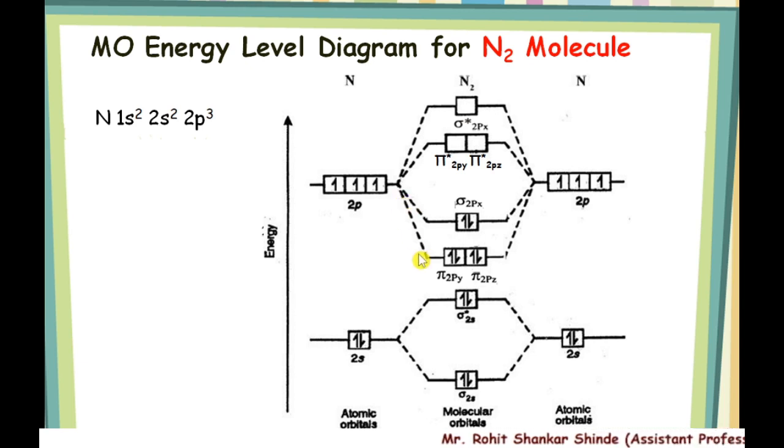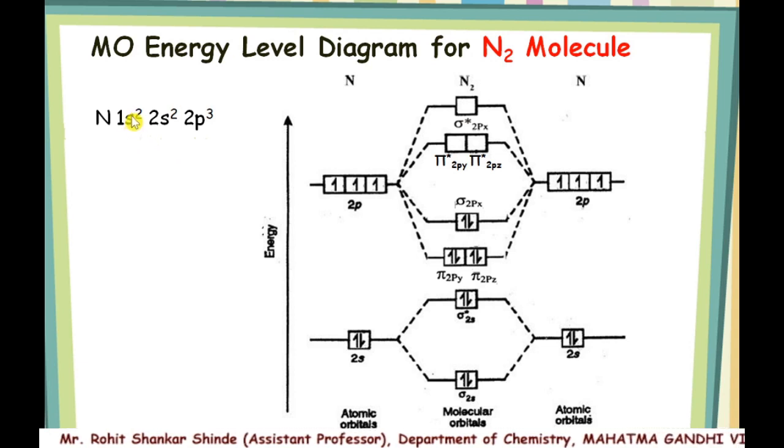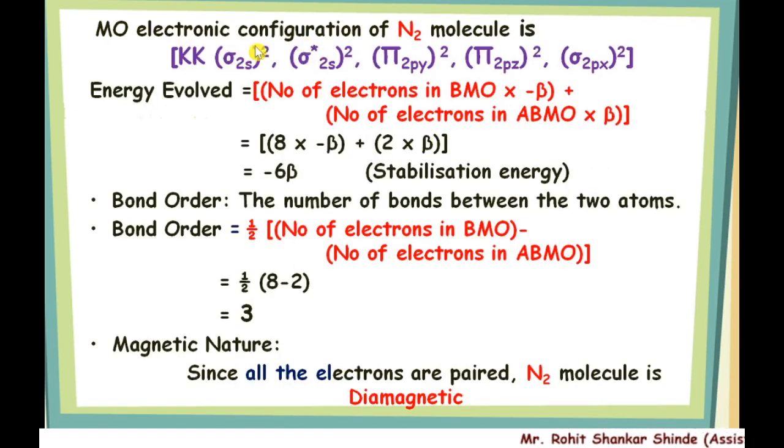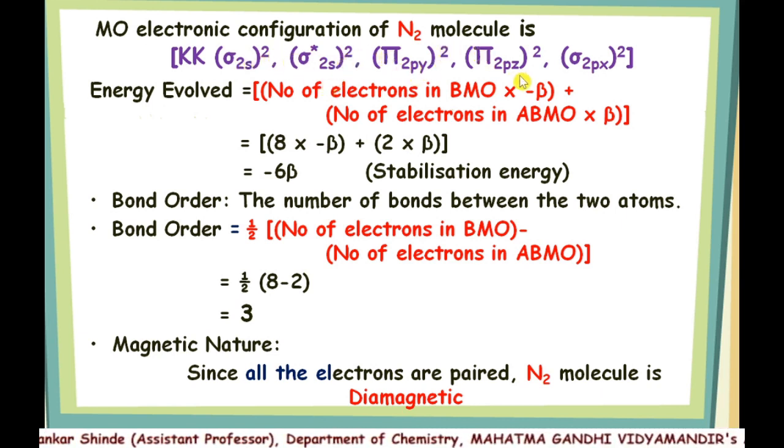So we can write the molecular orbital electronic configuration as KK, first K for the 1s orbital of first nitrogen, and second K for the 1s orbital of the other nitrogen. So KK sigma 2s2, sigma star 2s2, pi 2py2, pi 2pz2, and sigma 2px2. So this is the molecular orbital electronic configuration of N2 molecule: KK sigma 2s2, sigma star 2s2, pi 2py2, pi 2pz2, and sigma 2px2.